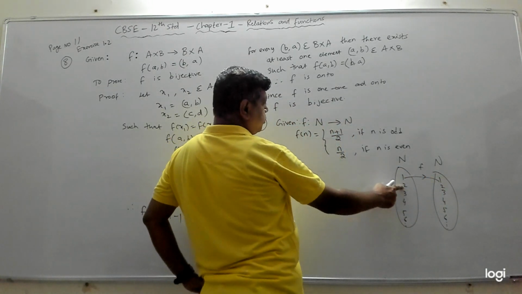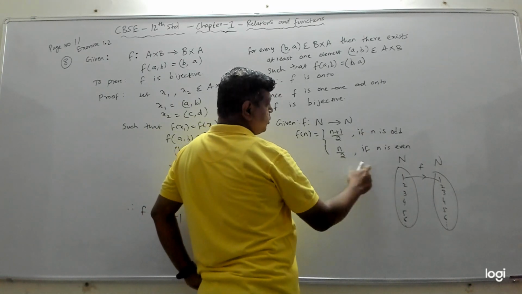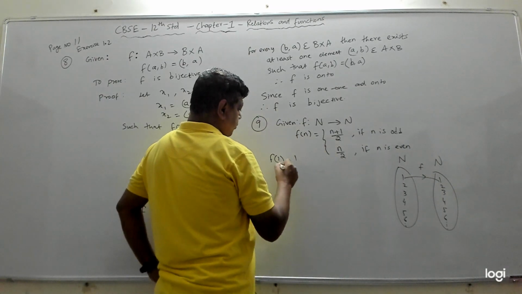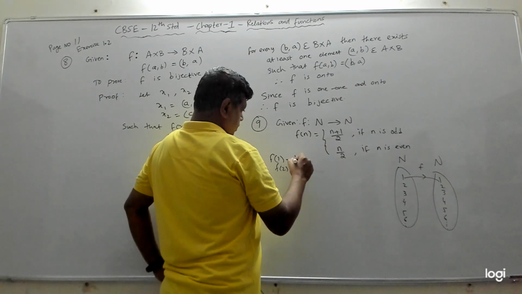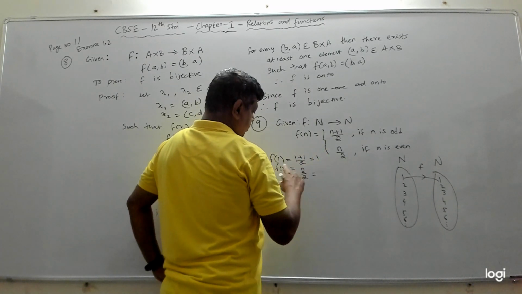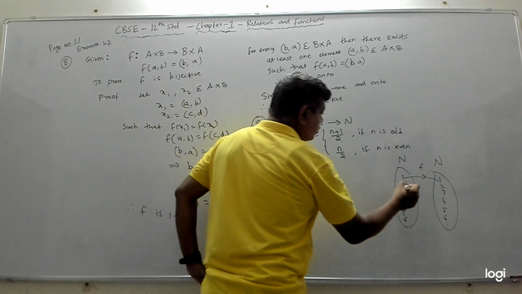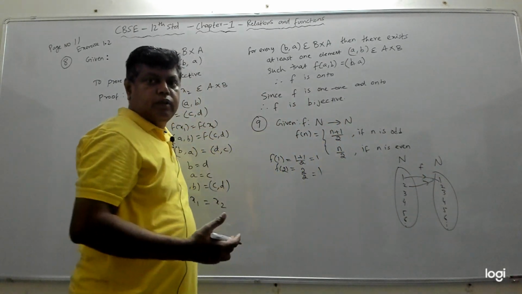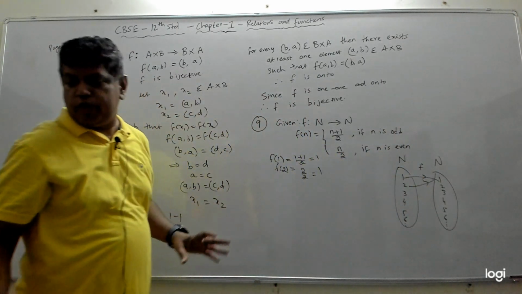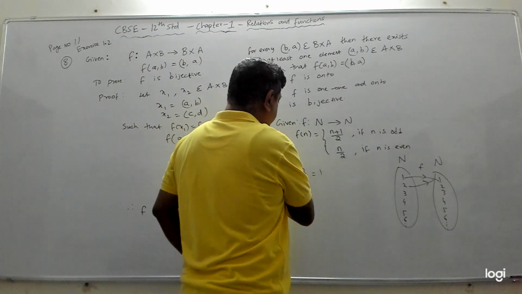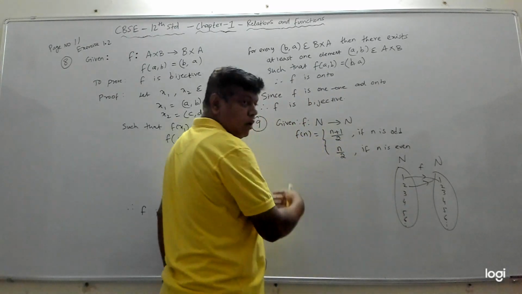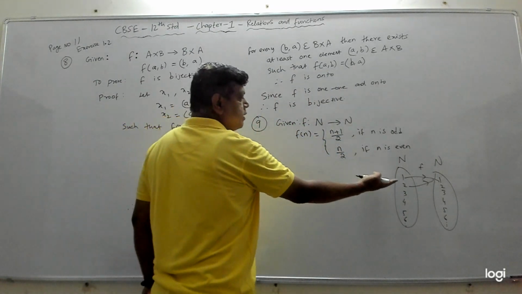Then let's take 2. Where does 2 go? n is 2, which means n is even. Even means we should use the function n by 2. So f of 2 is 2 by 2, which is also 1. So 2 also goes to 1. Then clearly it is not 1 to 1, because 1 is going to 1, and 2 is also going to 1. Therefore, it is not 1 to 1. Suppose if you feel that it is becoming 1 to 1, then we have to try to prove that it is 1 to 1. Now immediately we can see that it's not 1 to 1.